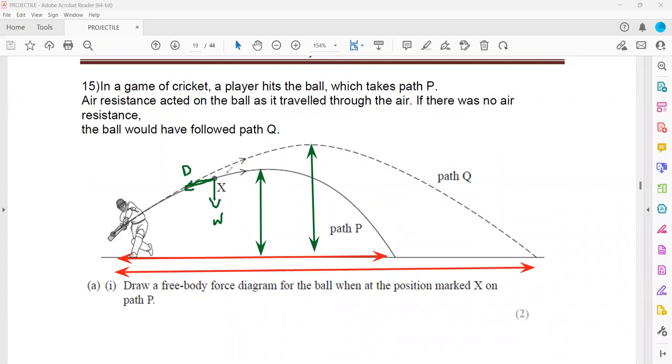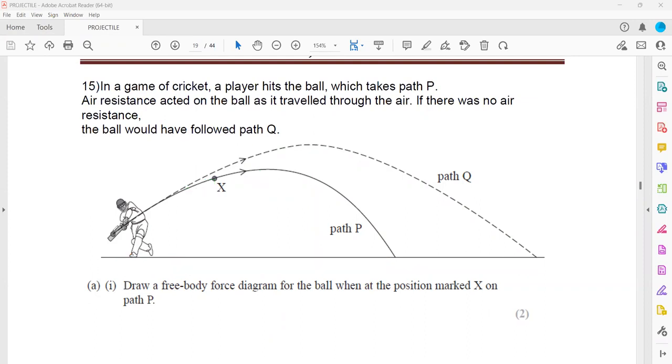No, there should not be any arrow representing a forward force, because a free body force diagram represents all the forces acting on the object. So when the bat hits the ball, there is a force from the bat, a force by the ball, and a weight acting downward. But at point X, we have to make a free body force diagram at X. So there is a weight acting downward, and the drag or air resistance tries to oppose the motion. So you should not draw any force forward. That will be wrong. That forward force only acts initially when the bat hits the ball.